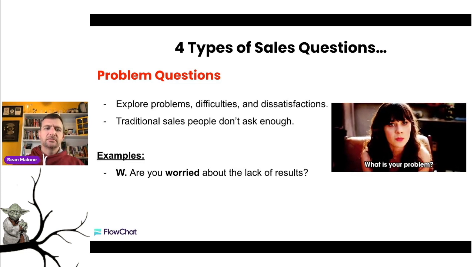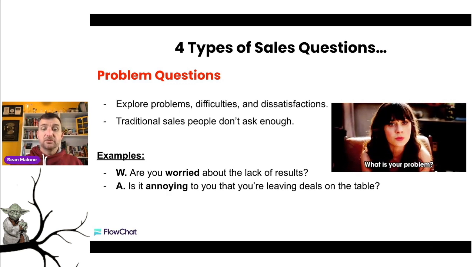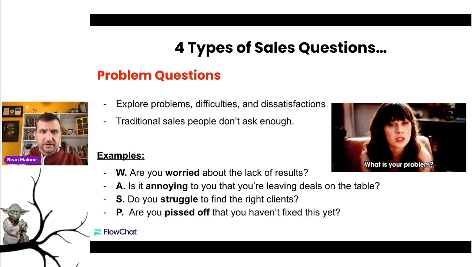First one is W, worried. What we want to use are these trigger emotional words, these trigger indicators. And so worried is one. I'll just pop them all up here. I use the analogy WASP, like the wasp that flies around. These are the types of questions that I would start to ask to explore problems.